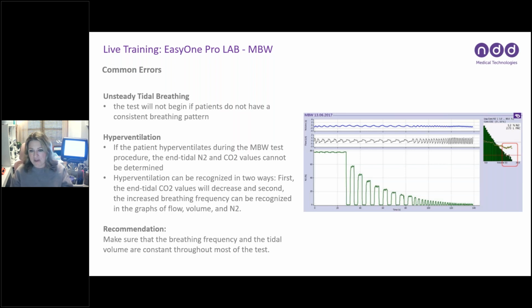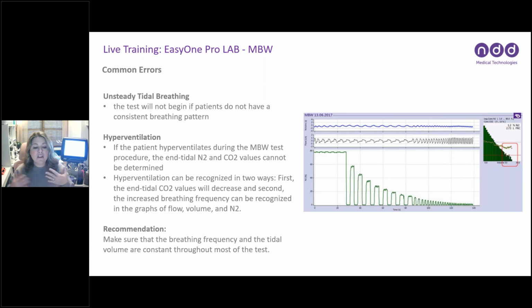Second is hyperventilation. This is why we put the respiratory rate right there to make sure that they are keeping that respiratory rate under 15 and having a good steady pattern. If a patient hyperventilates during the test, the end-tidal N2 and CO2 values cannot be determined. Hyperventilation can be recognized in 2 ways. The end-tidal CO2 values will decrease, and second, the increased breathing frequency will be shown on those graphs, both on flow, volume, and the nitrogen on the nitrogen graph as well.